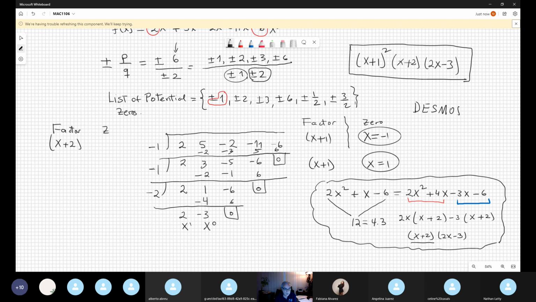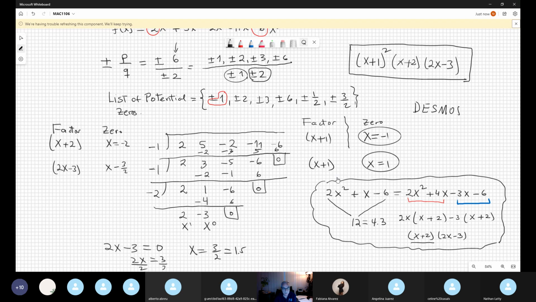And the zero is x equals -2. And the last factor is 2x minus 3. The zero is 2x minus 3 equals 0, so 2x equals 3, divide by 2 on both sides. X equals 3/2. By the way, in decimal that is 1.5.